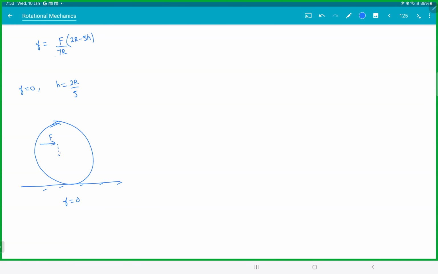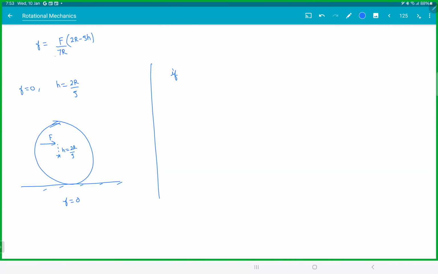This would be a good question. Where should the force be applied so that the body will never slip? Even if the ground is smooth, this will roll. So remember, they'll ask a question like this: can a body roll on a smooth surface? People think no. Again, don't get confused. Rolling means at the bottommost point, the relative velocity should be 0.